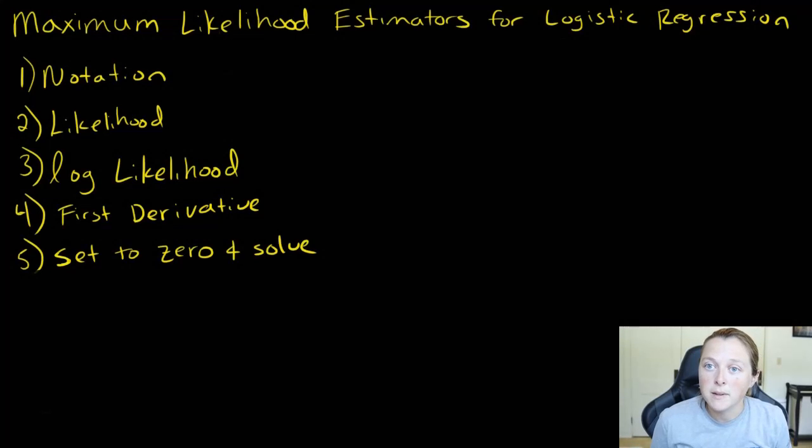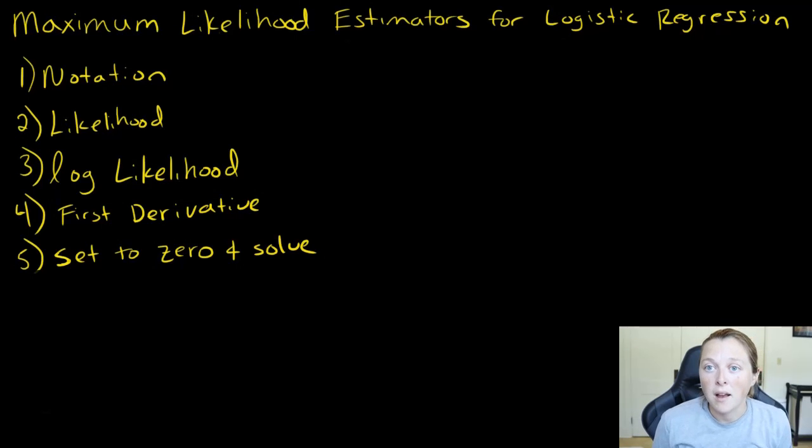Okay, so let's take a few moments to talk about how to derive the maximum likelihood estimators for a logistic regression. I've broken this down into 5 steps, starting with some notation. Then we'll find our likelihood function, because we're finding the maximum likelihood estimator, and we'll find the log likelihood, because the maximum of the log likelihood is going to be exactly the same as the maximum of the likelihood. It's a property of log.